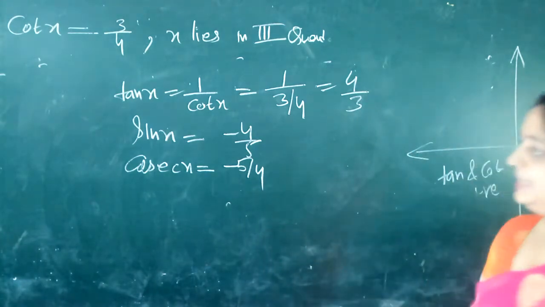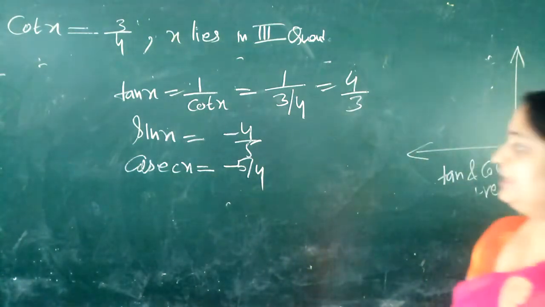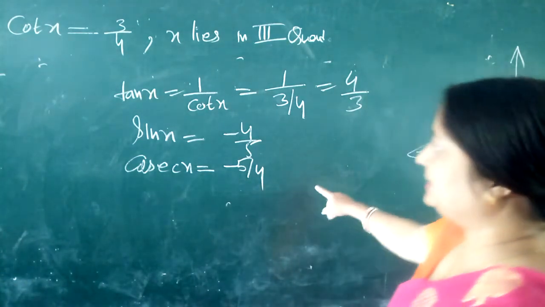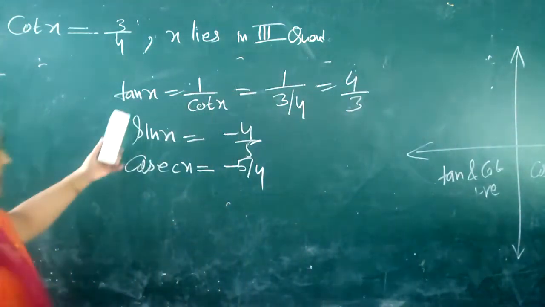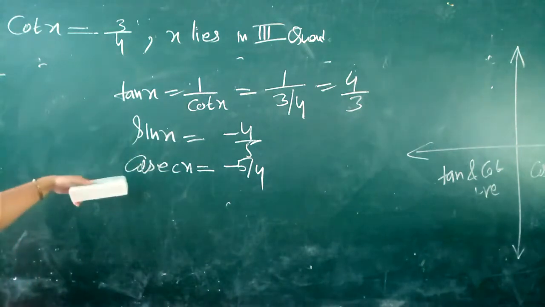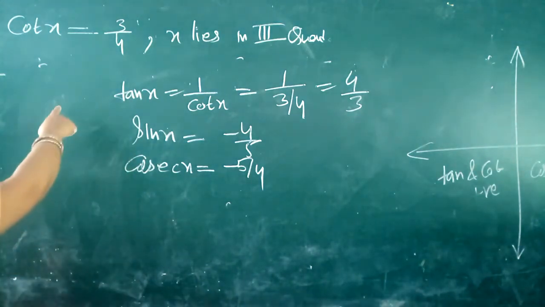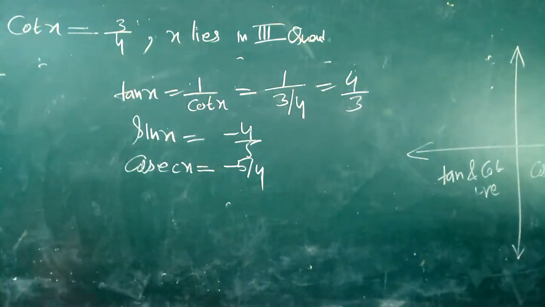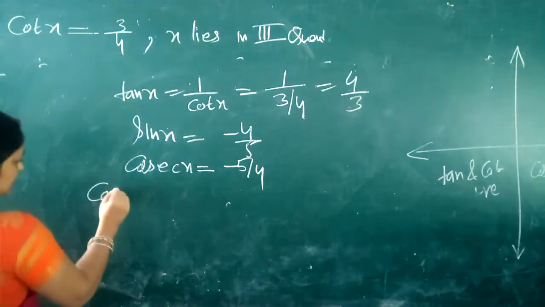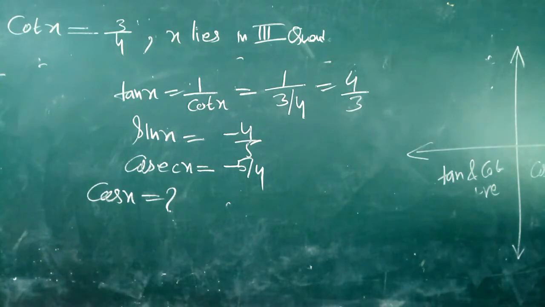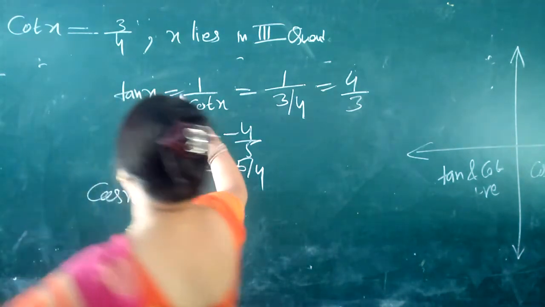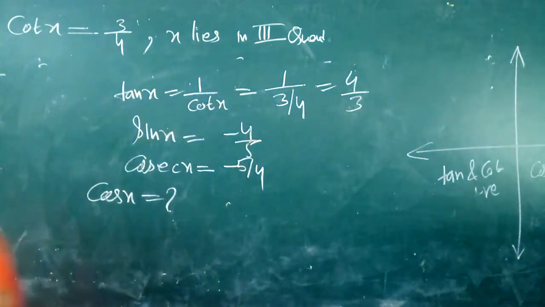Now after sin, we will find out the value of cos x here. What is the value of cos x? How can we find out this cos x? Tan x is found, cot x is given, that is 3 by 4. Only one trigonometric function is left, that is cos x. Now we will find out the value of cos x. How can we find out the value of cos x?